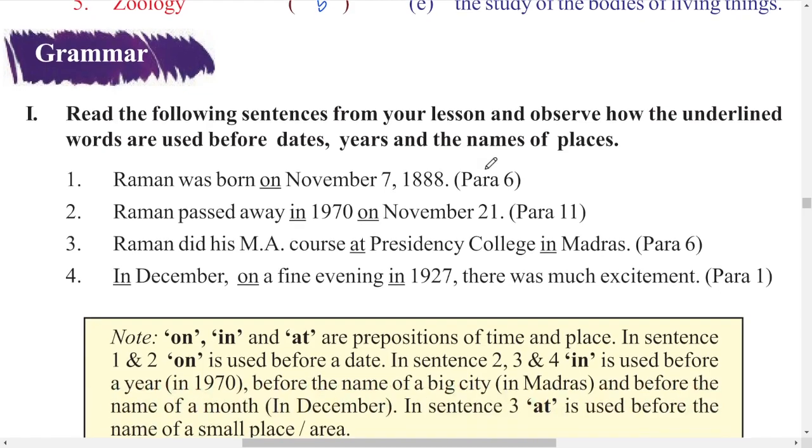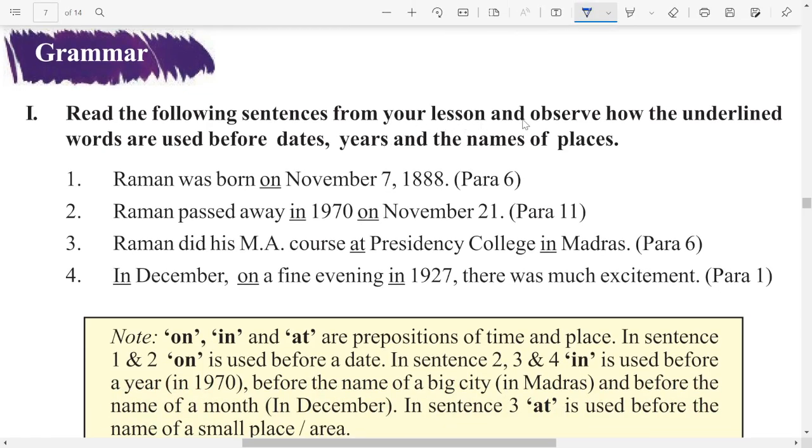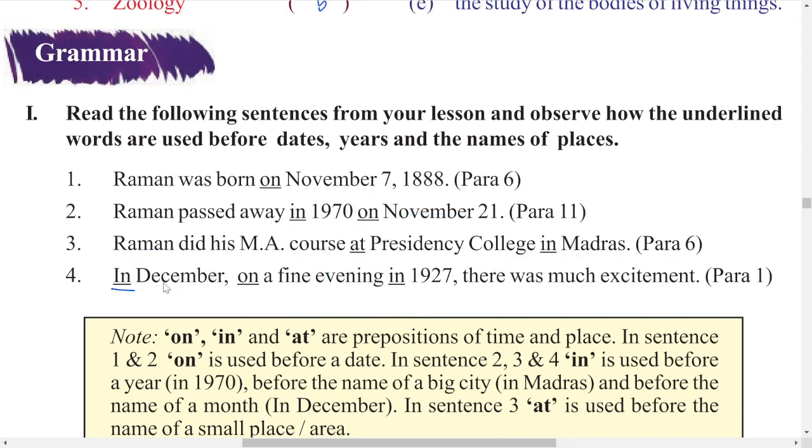Next, look at the grammar part we have. Read the following sentences from the lesson and observe how the underlined words are used before dates, years, and names of places. If you look at this, on is used before a month and date. Next, in is used before a year. Next one, at is used before a place. Next one, in is used with the month, and on is used with a part of the day. Next, in is used with a year. So if you observe, in, on, at have been used in different cases.